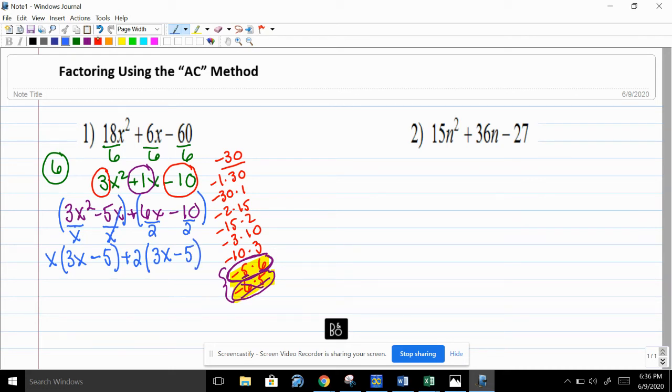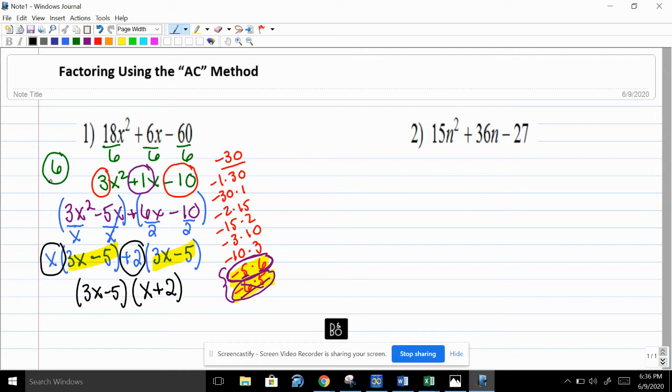All right, we're almost home free, guys. You got your repeaters, right? I called these the repeaters. So I got my repeaters being one of the groups. 3x minus 5 is a group. And then I got the leftovers, right? The x and the plus 2 make your other group.